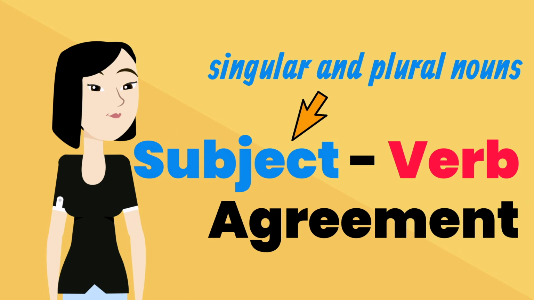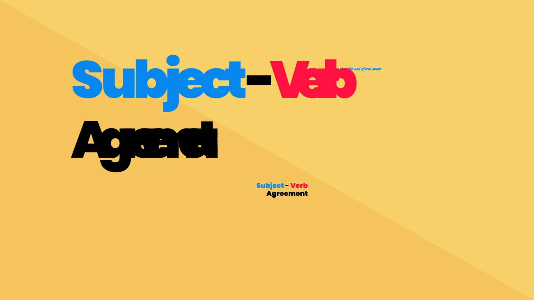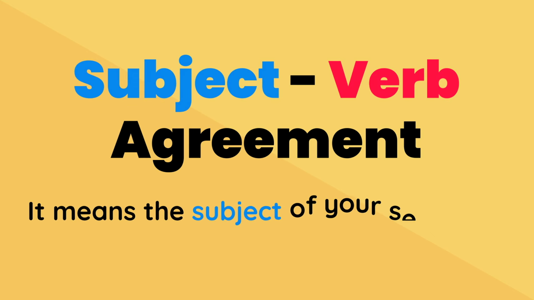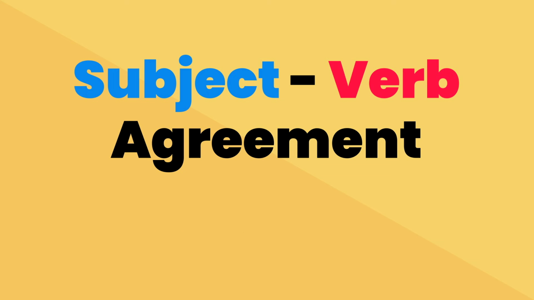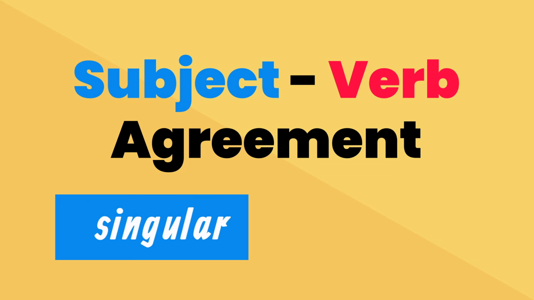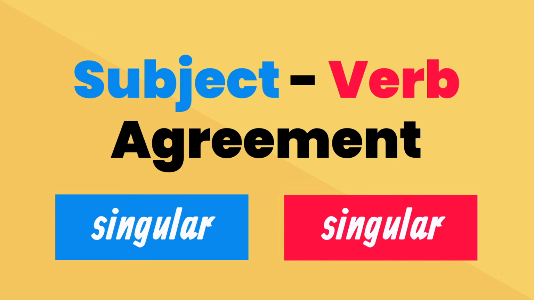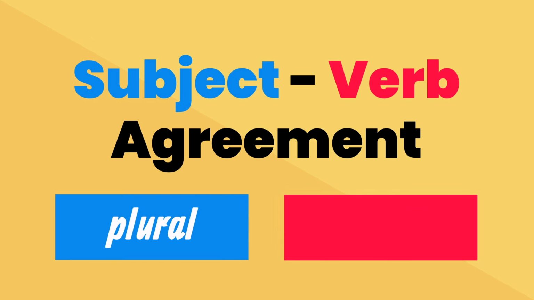Today we're learning all about subject-verb agreement with singular and plural nouns as subjects. Let's get started. What is subject-verb agreement? Simply put, it means that the subject of your sentence and the verb must match in number. If the subject is singular, the verb must be singular too. If the subject is plural, the verb must be plural.